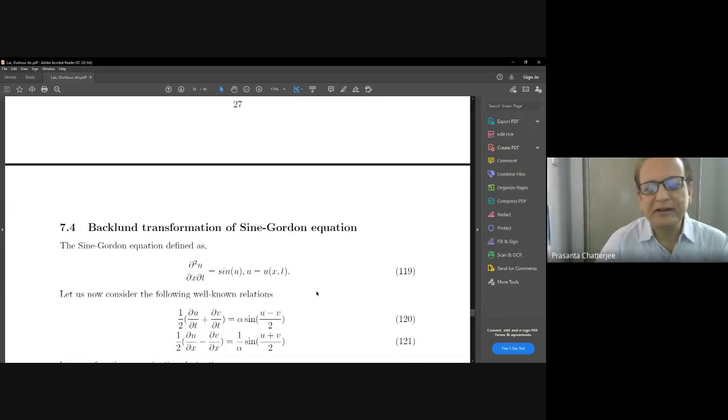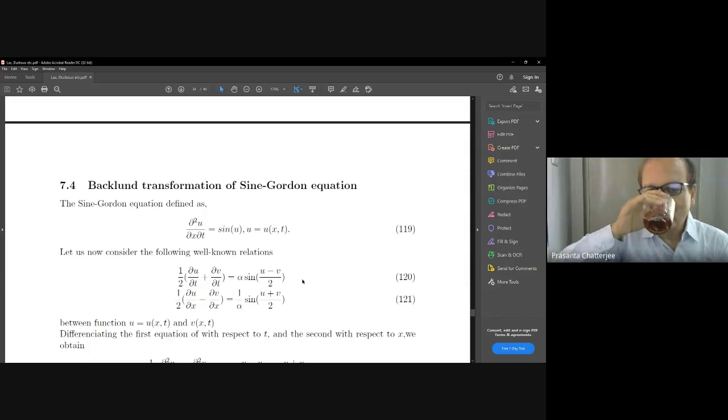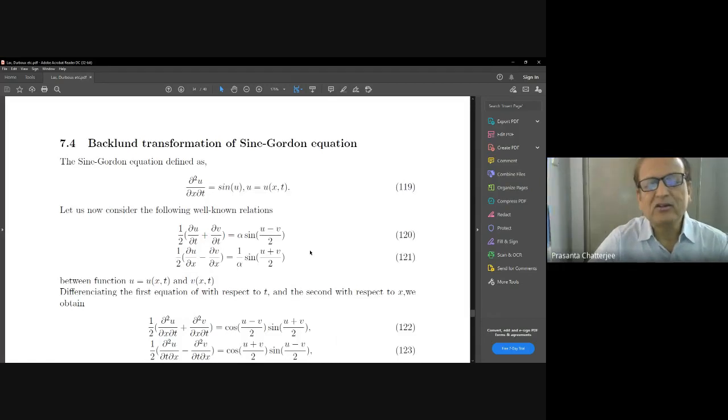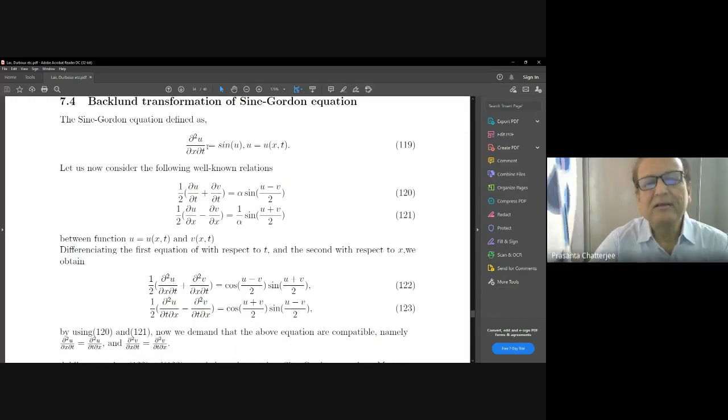Suppose we consider a more complicated equation, the sine-Gordon equation: del 2u del x del t equal to sine u, where u is a function of x and t. Let us consider these two relationships, 1.20 and 1.21: half del u del t plus del v del t equal to alpha sine of (u minus v) by 2, and half del u del x minus del v del x equal to half 1 by alpha sine of (u plus v) by 2, between u and v. Here we may consider another equation for v also of the same type as 1.19.